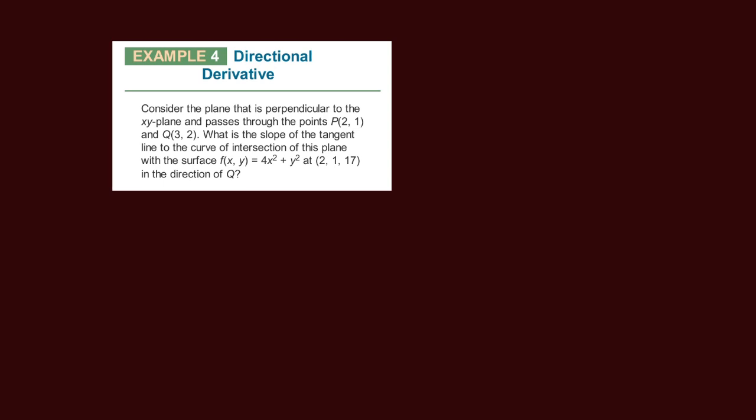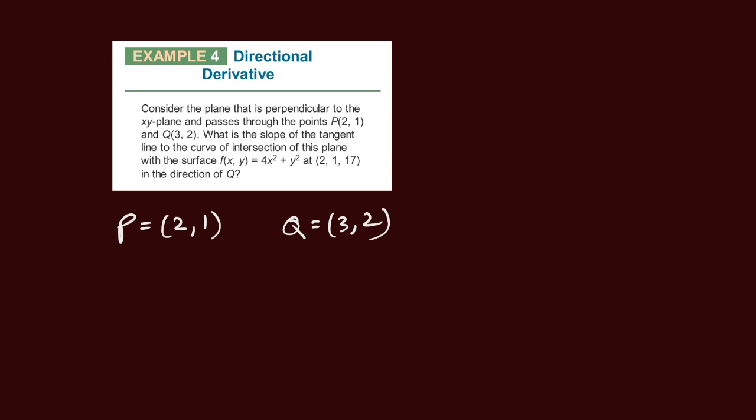Okay, so this one is a pretty long one. Consider a plane that is perpendicular to the xy plane and passes through the points P, and we'll have that to be, so it has that point, and then we have Q.